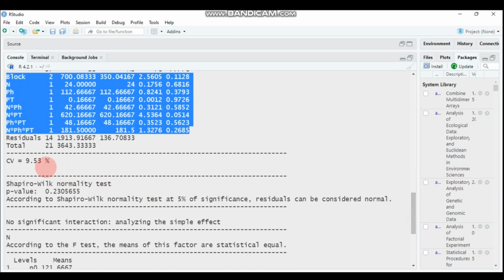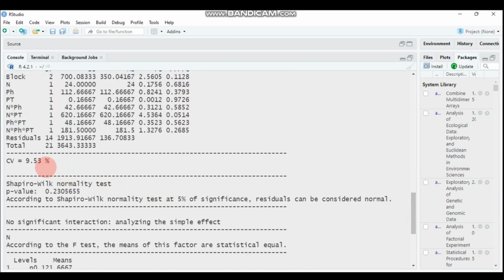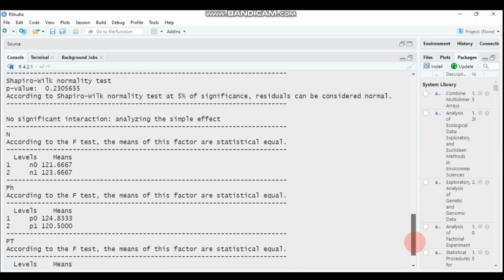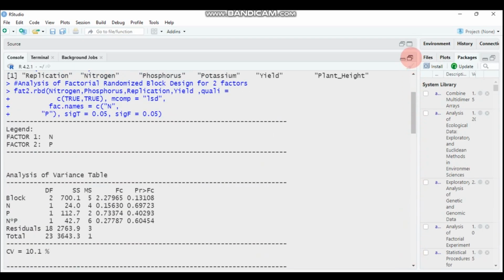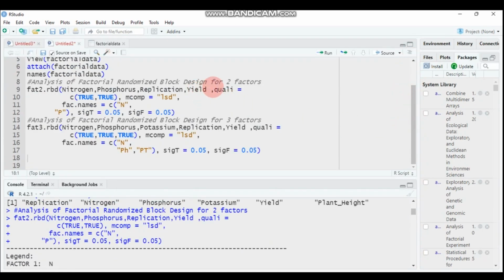We can also get the CV, the coefficient of variation, which is 9.53, and again we can consider the assumption of normality validated, so we can consider the residuals as normal, and the main or simple effects as well as the interaction effect are not statistically significant. So this is all about today's tutorial regarding two-factor and three-factor factorial randomized block design using the experimental design package.